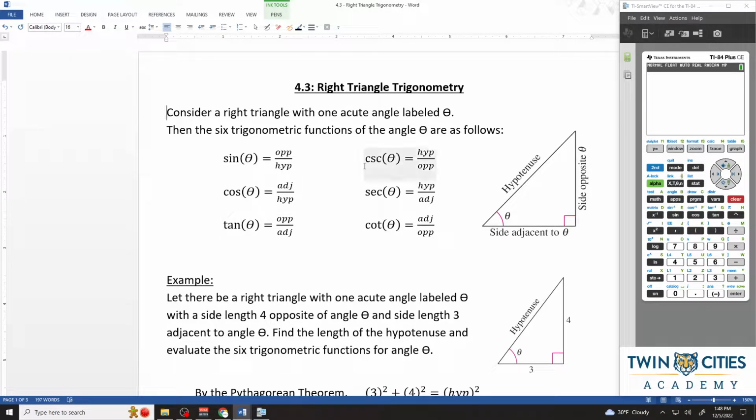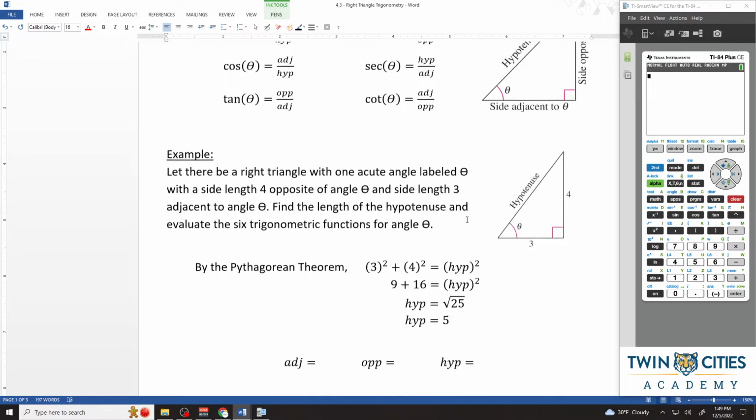Well, now that we know cosecant, secant, and cotangent are the reciprocals of sine, cosine, and tangent respectively, then cosecant is going to be hypotenuse over opposite, secant is the hypotenuse over adjacent, and cotangent is adjacent over the opposite. So let's actually use this.